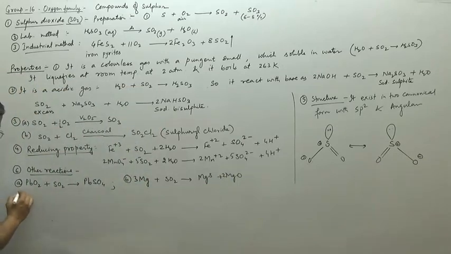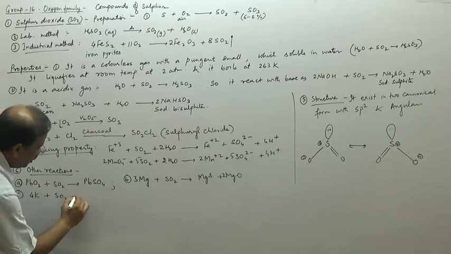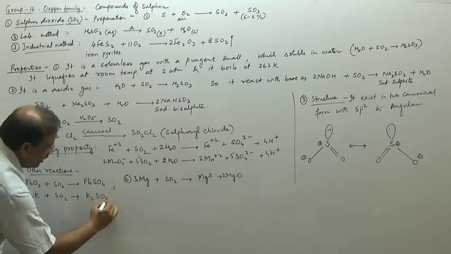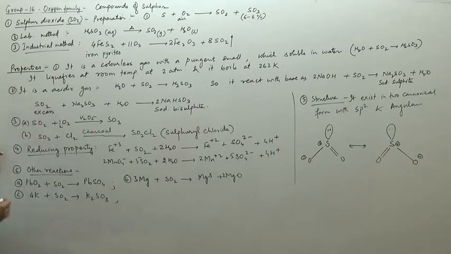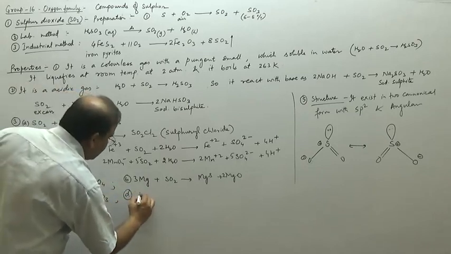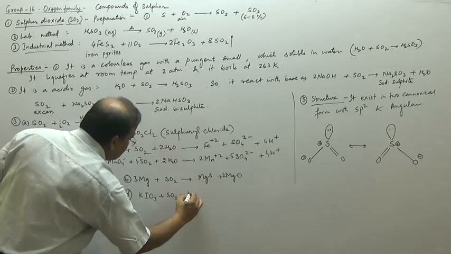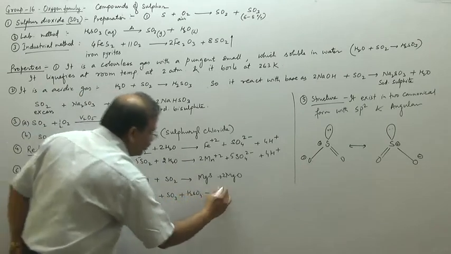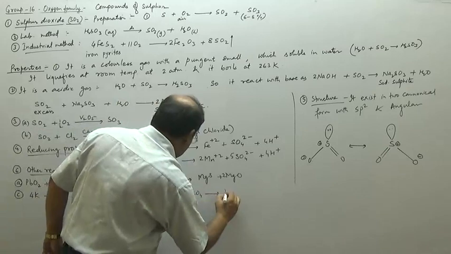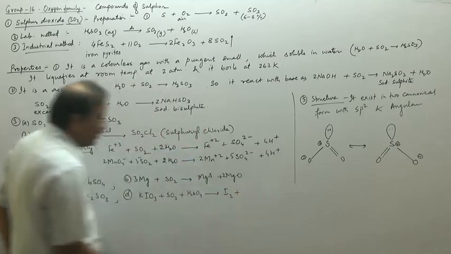And if SO2 is reacting with potassium, SO2 will convert into K2SO3. It directly reacts with metals. It is so much reactive. And with KIO3 it liberates iodine. So KIO3, when it reacts with SO2 in acidic medium, we'll say H2SO4, it will liberate I2 plus K2SO4, we can write that.